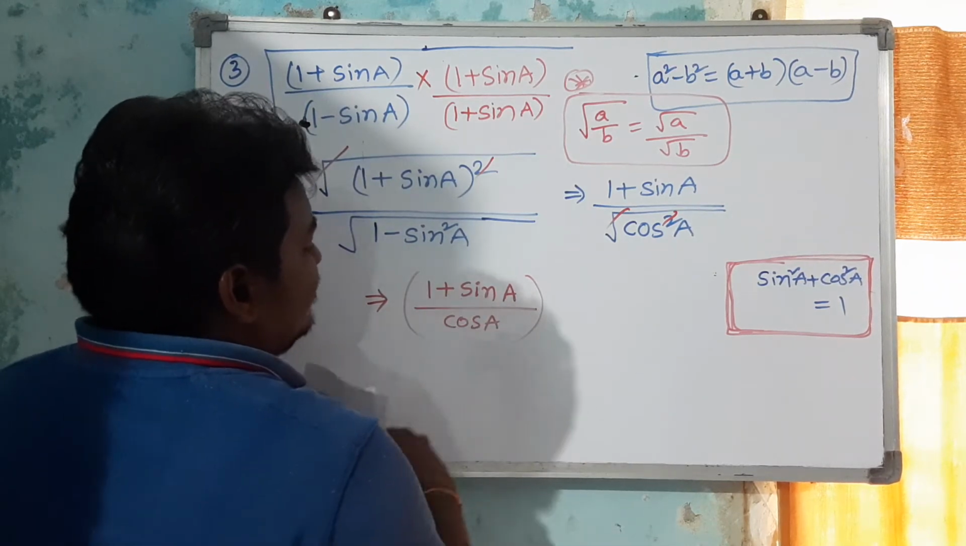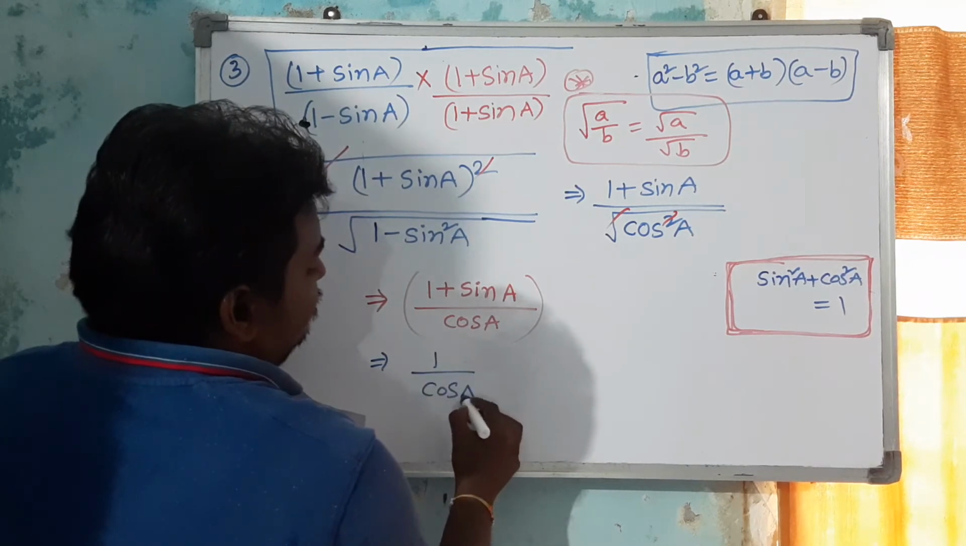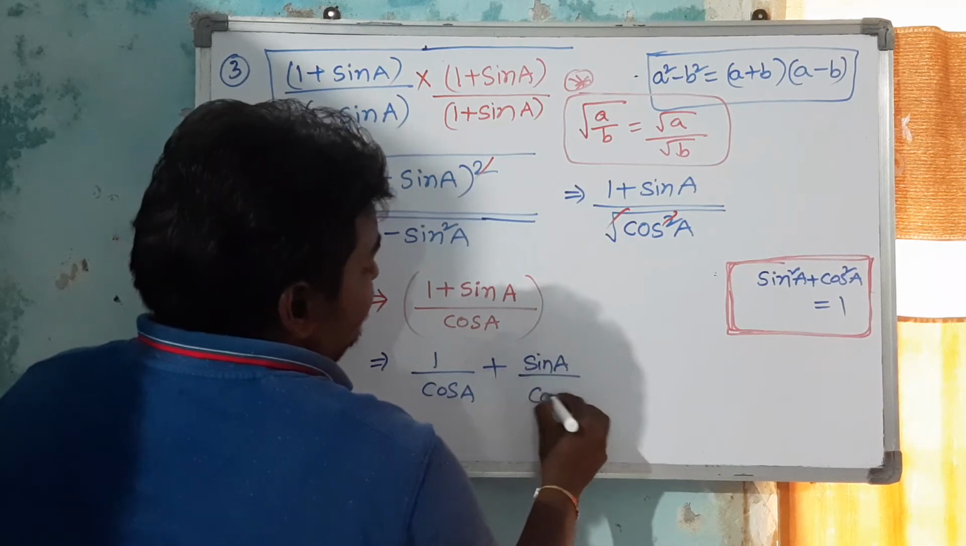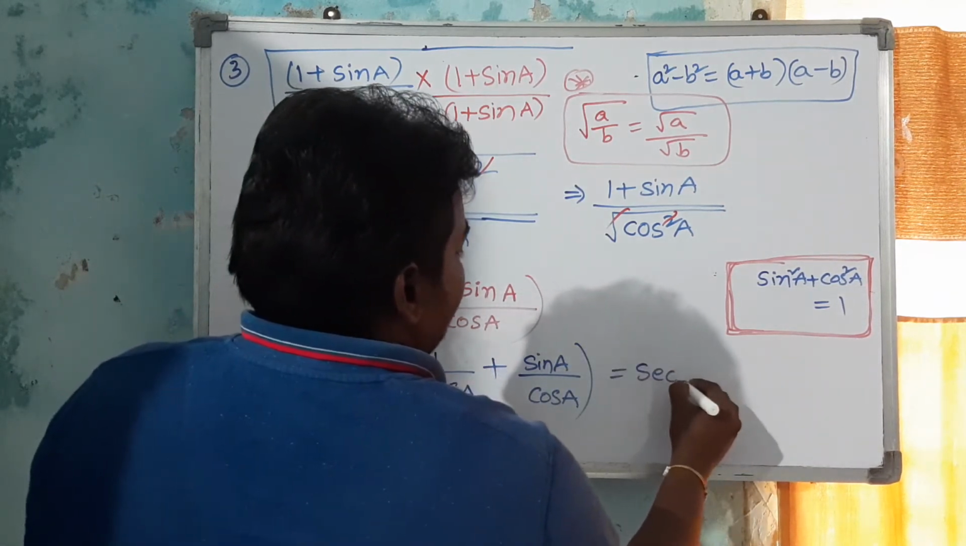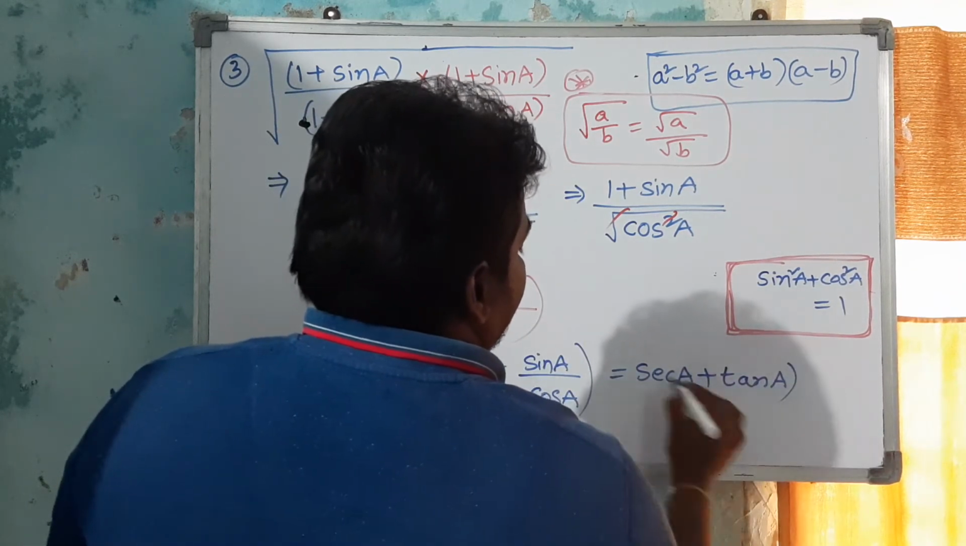Okay, 1 plus sin A by cos A. So split this by cos A: 1 by cos A plus sin A by cos A. I can write like this, right? So 1 by cos A is nothing but secant A, plus sin A by cos A is tan A. That is the answer.